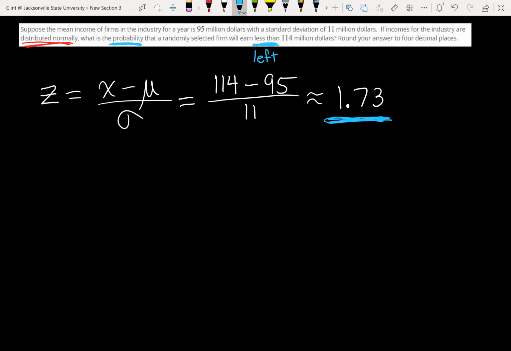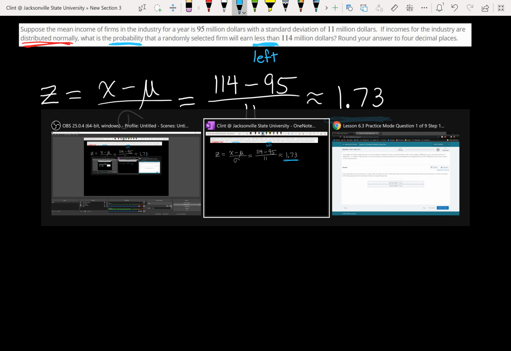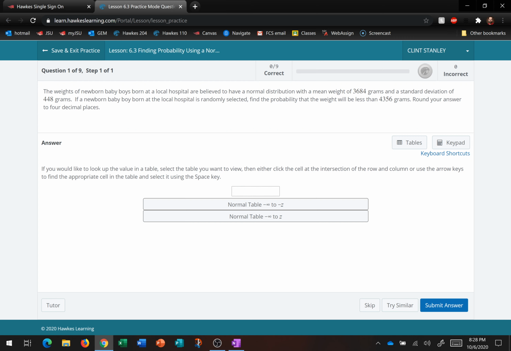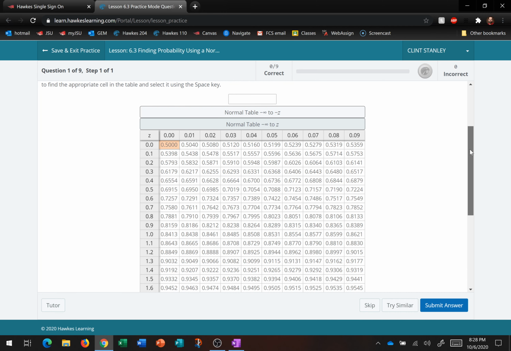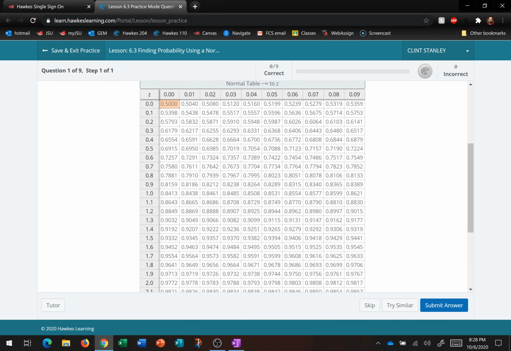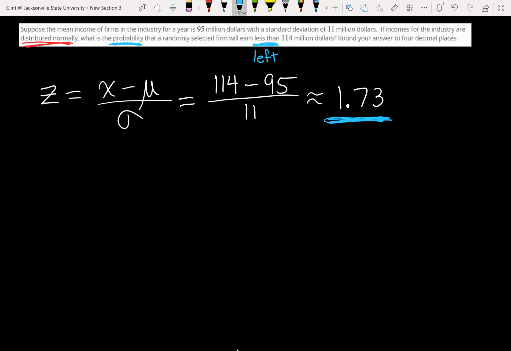Okay, so I'm going to go over to the table. There we go. And ignore the problem up here. This problem doesn't have anything to do with what we're doing, but we're just going to use the table. So we want to look up 1.73, so we'll do negative infinity to z. We're going to go to 1.7, this row, and then over to 0.03, so that'll be 1.73. So our probability, our area, is 0.9582. So we can write that down.